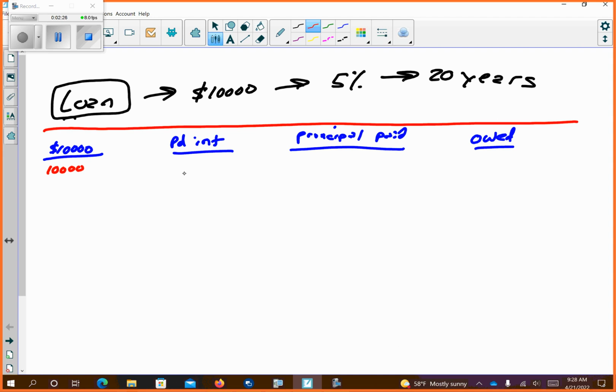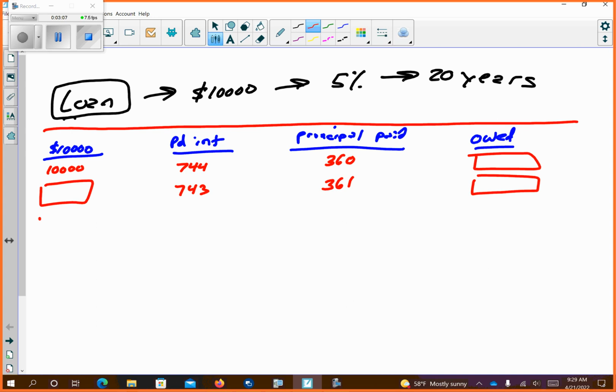Let's say you made equal payments, and I'm just making it up. So paid to interest, you would have paid, let's say, $744 for interest on your particular payment, and the amount you paid on principal was $360. So then you have a new value here, and that new value carries down to here. Let's say the next time you pay $743 in interest, and towards the principal you paid $361. This is a very simple way. And whatever that total comes to, then that returns down to here.